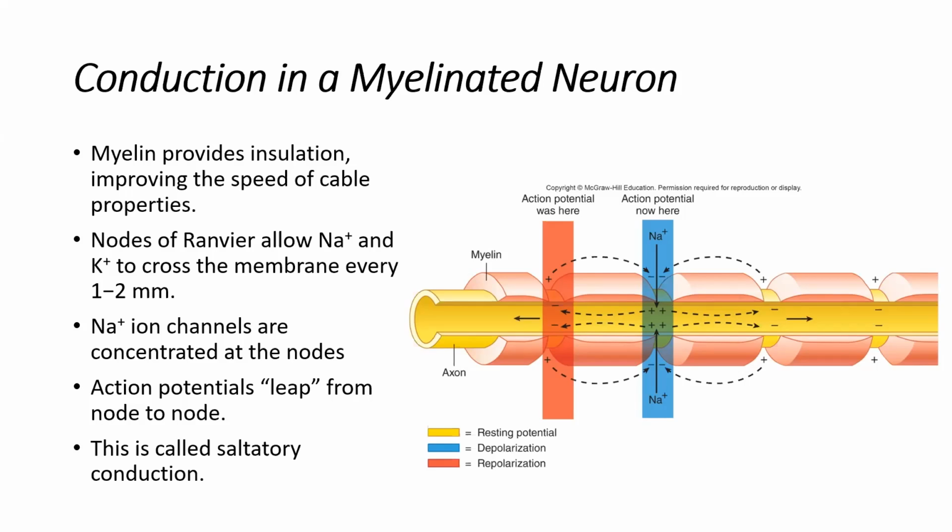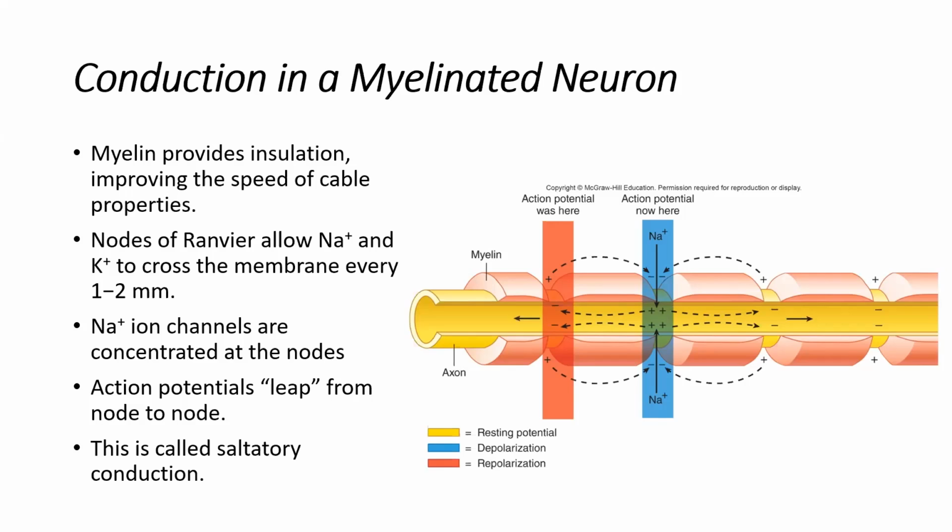So this is the purpose of myelin. It's a fatty layer that wraps around the neuron, and it's like the insulation of a cable. It simply speeds up the velocity of conduction. And we've got these spots in between these myelinated segments where there's no myelin.